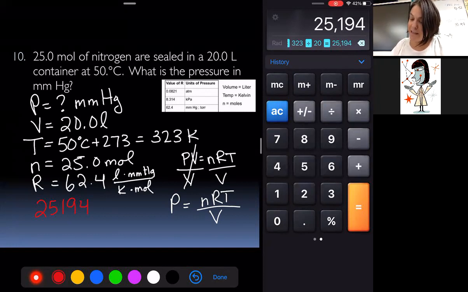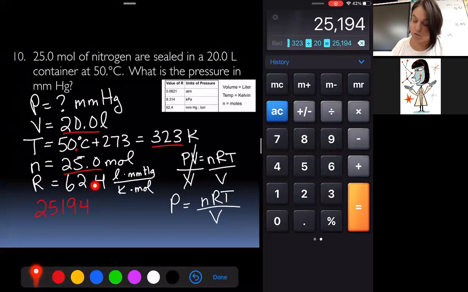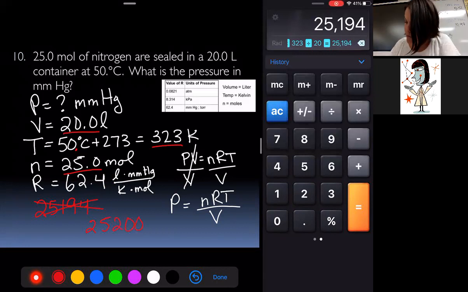I want to go through and check my sig figs. It looks like there was a decimal here. When I add it, I get to 3 sig figs. The trailing zeros in this number will never count, so don't worry about it. So my answer will be 25,200, and the unit is millimeters of mercury. It's a pretty high pressure there.